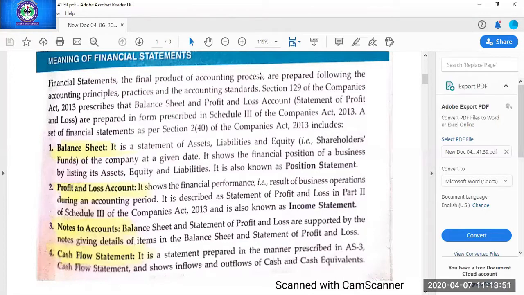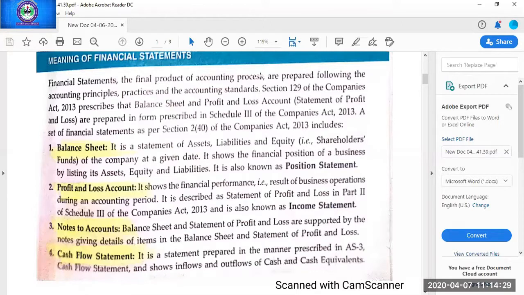That account is known as statement of profit and loss account, and the format of this account is given in part 2 of schedule 3 of the Companies Act 2013, and it is also known as income statement. So this can be a one marker question. So note down all this important information in your notebooks. That format of the profit and loss account is given in part 2 of schedule 3 of the Companies Act 2013, and this account is also known as income statement.